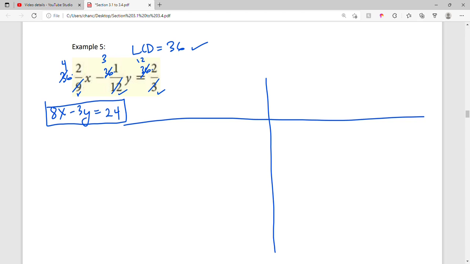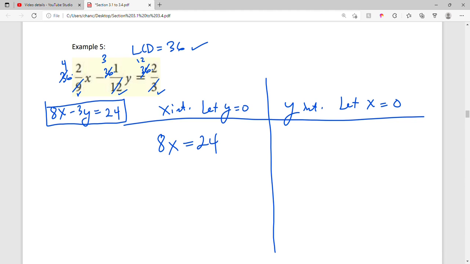Now we can solve for the x-intercept. For the x-intercept, you let y be 0. For the y-intercept, you let x be equal to 0. For the first case, obviously the y is going to cancel out, so you'll just simplify it as 8x equals 24. Divide both sides by 8. x equals 3. And again, we have to write it as an ordered pair. 3, 0 is my x-intercept.